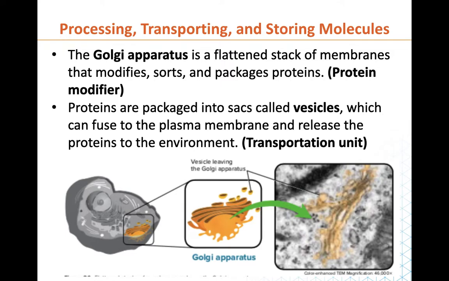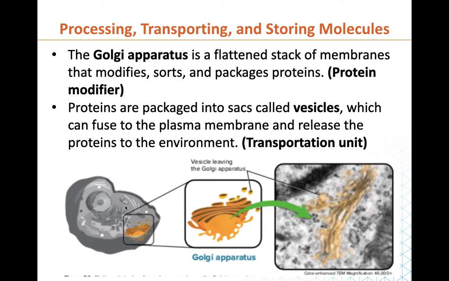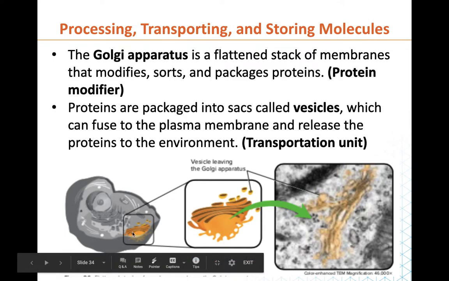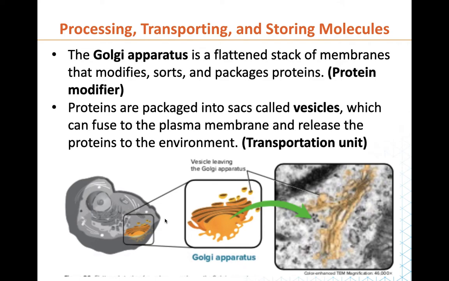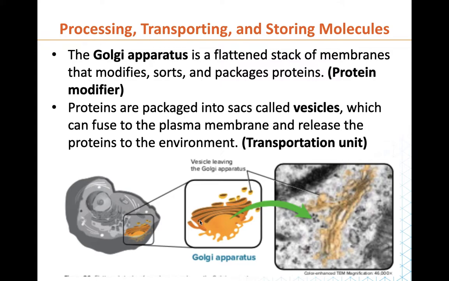The first structure we need to talk about is the Golgi apparatus. As you guys can see, the Golgi apparatus looks a lot like the endoplasmic reticulum. The only difference is it's further away from the nucleus. So if you're asked, for example, where's the Golgi apparatus and where's the endoplasmic reticulum, just know that the one that is not directly next to the nucleus is the Golgi apparatus. You can also shorten it as GA. All right, so the main job of the Golgi apparatus is to modify, sort, and package proteins.